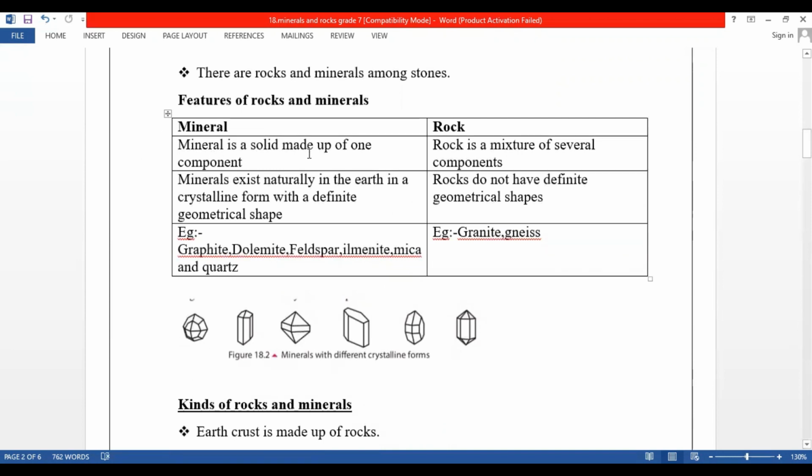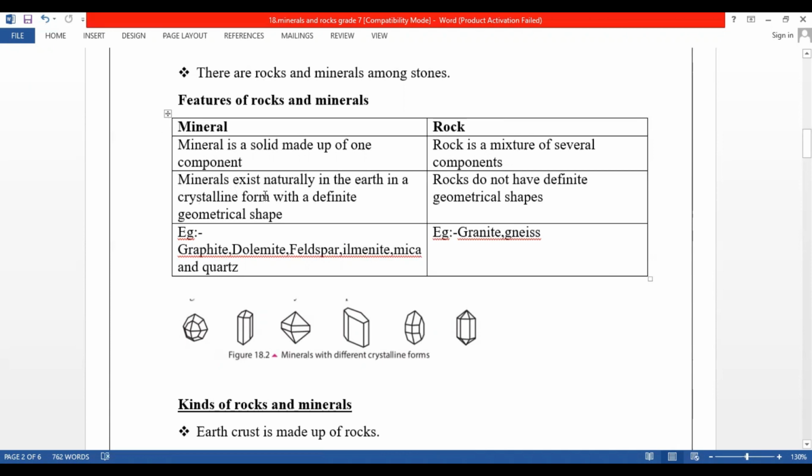A mineral is a solid made up of one component. That means minerals have only one type of component. Component means dravya. Only one type is there in the minerals. But in the rocks, rock is a mixture of several components. Different components have mixed together and form the rocks.